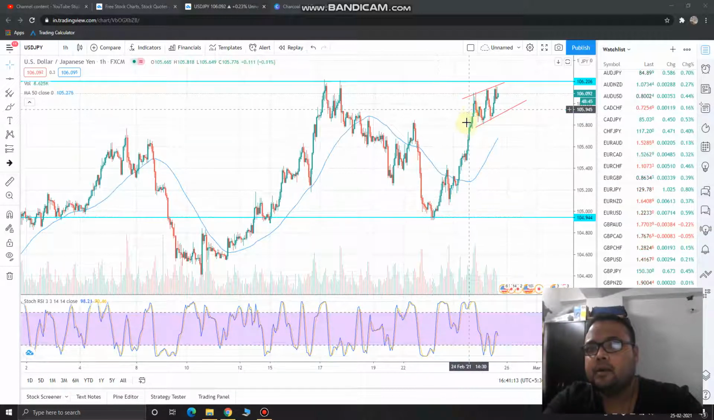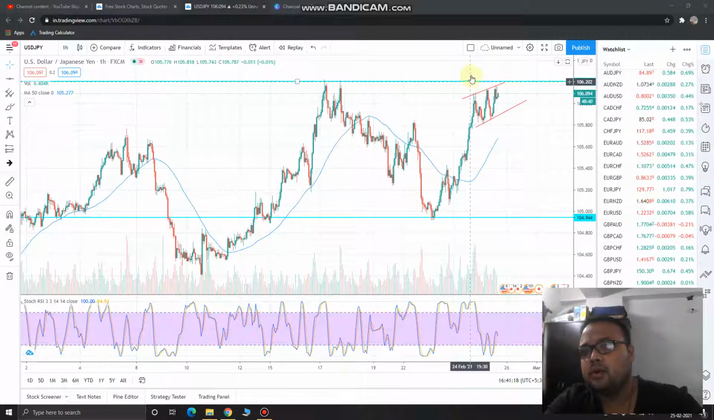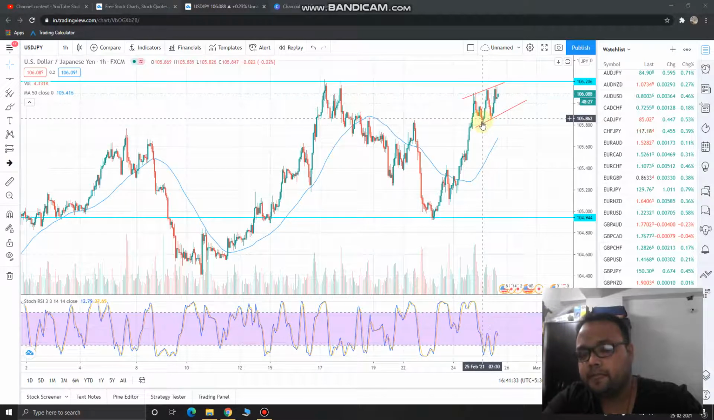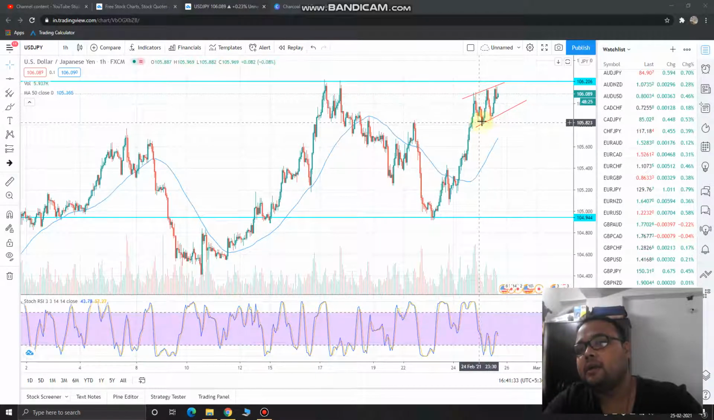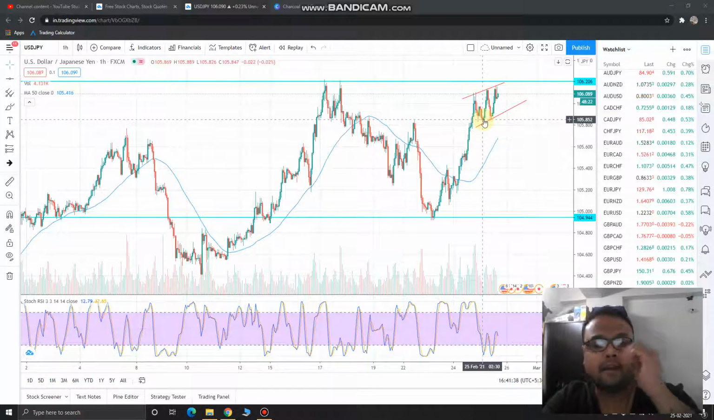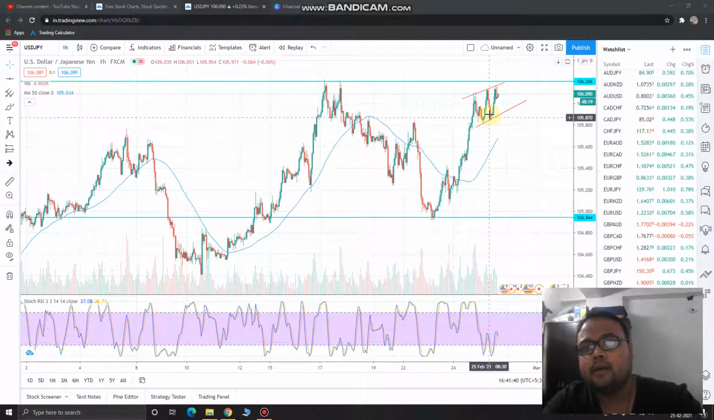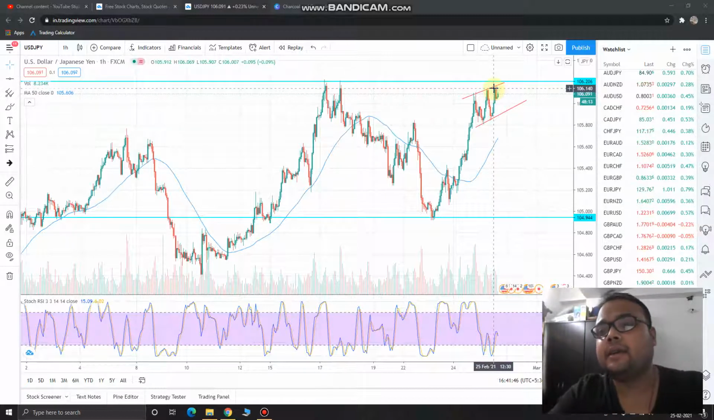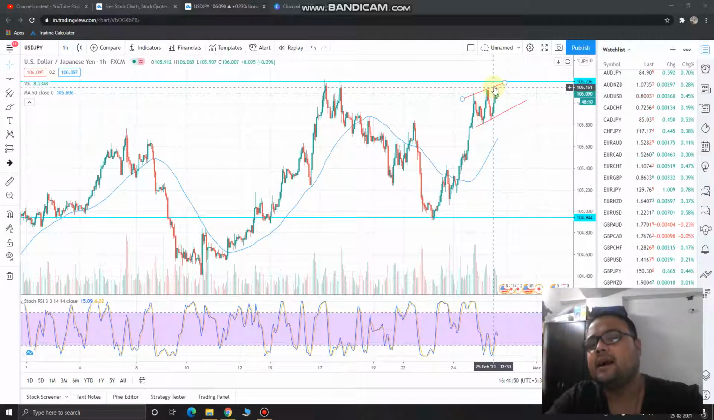But before reaching this particular zone, 106.20, the market faced some resistance. It came down, took some rest, and went up again. It almost broke the previous high, then came down again and made a higher low here. The market did not break the previous low, rather it made a higher low. It went up a little, slightly crossed the previous high, made a higher high, and now it is coming down again.